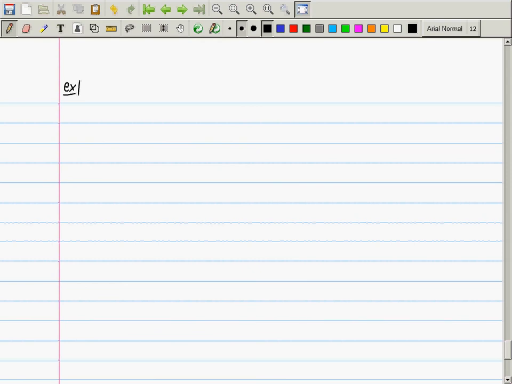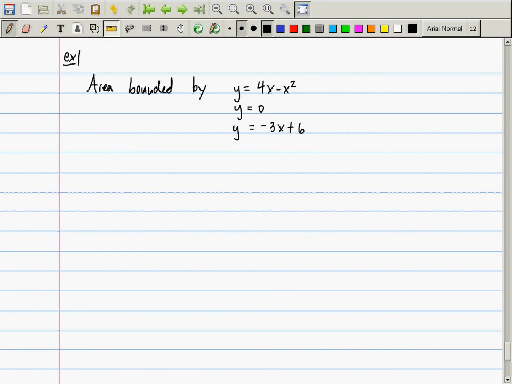I want you to find the area bounded by y is 4x minus x squared, y is 0, and y is negative 3x plus 6. Because we're running low on time, rather than lead you through this by the hand, I'll just do it quickly.